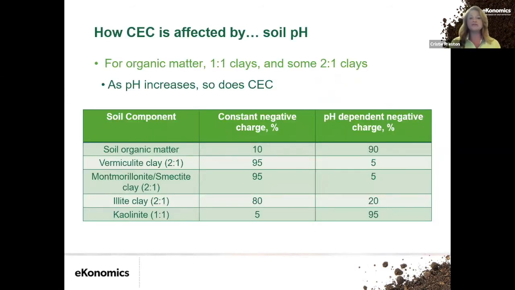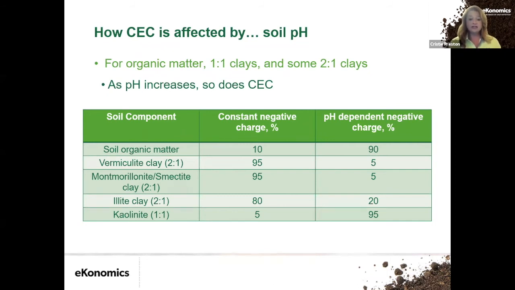So how is CEC affected by soil pH? Again, as we increase the pH, you see more OH, or more hydroxyl groups on the soil surface, and that carries a net negative charge, and that can increase your cation exchange capacity because you've got that net negative charge holding on to the cations. At lower pHs, you're going to see more hydrogen on the soil surface, and those two are going to repel. But in general, as pH increases, so does CEC.